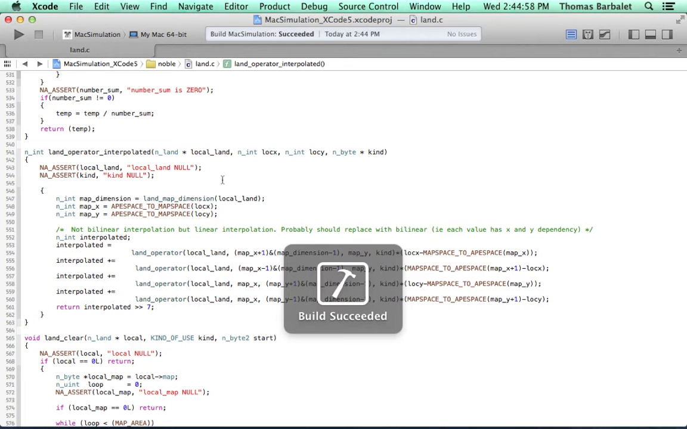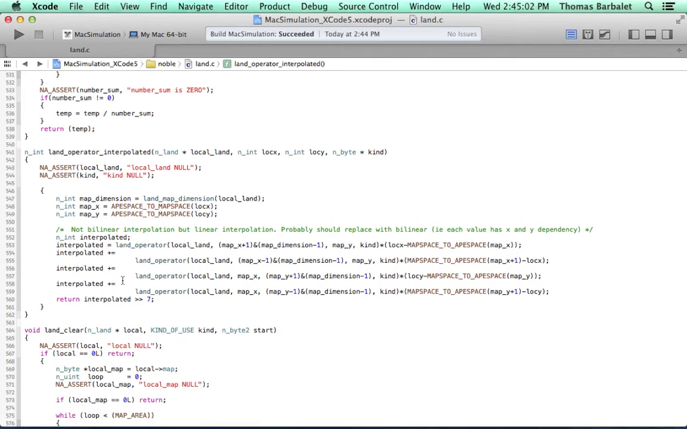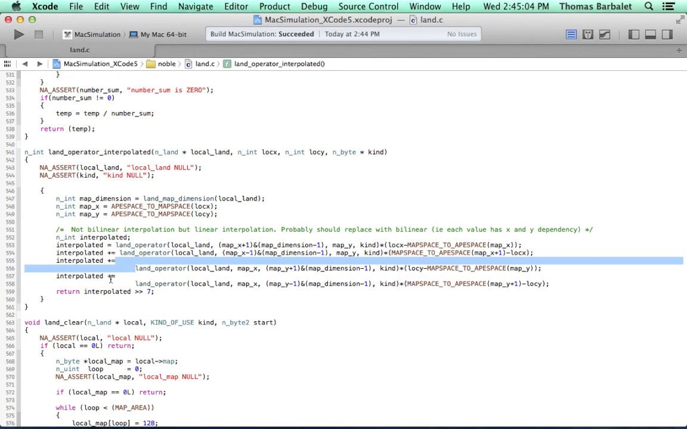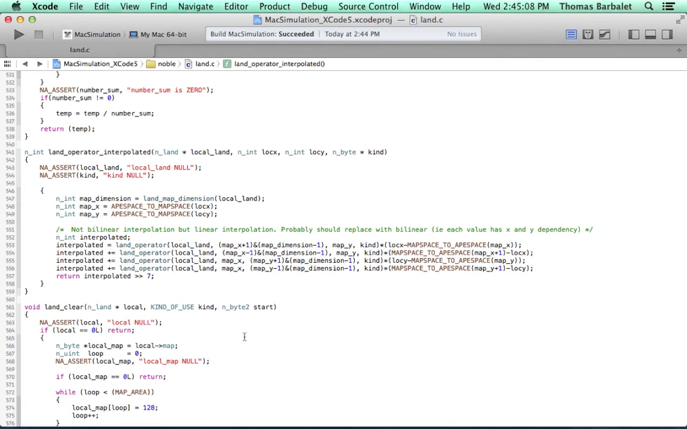Bilinear interpolation is used so much through the simulation that there should really be a simple math bilinear interpolation function that does that, because this method is not ideal. You'd really want to interpolate between those points properly, as opposed to just taking an average between the locations.